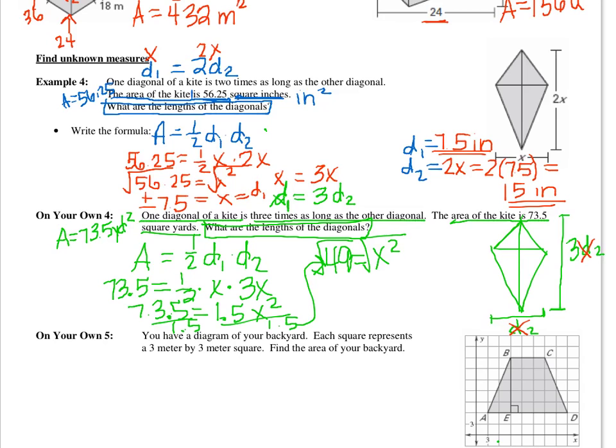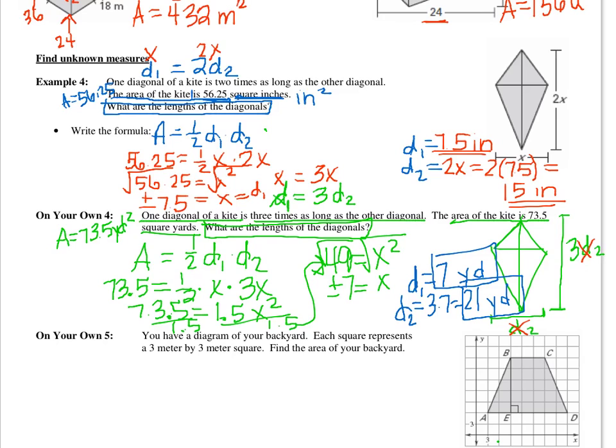Take the square root of both, and X equals positive or negative 7. Again, we're talking about the distance though. We're not going to have a negative distance. So my D1, that's my X, that's going to be 7. And my D2, my second diagonal, is going to be 3 times 7, which is 21. Still need my units though. These are both in yards. So I got 7 yards as one of my diagonals and 21 yards as my other diagonal.